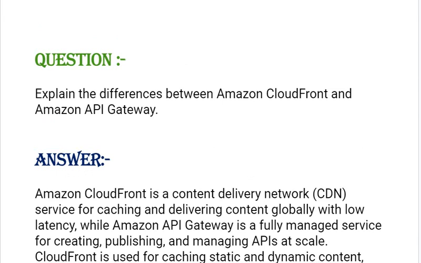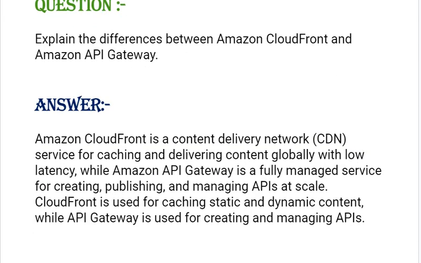Our next interview question is, explain the differences between Amazon CloudFront and Amazon API Gateway. Your answer should be Amazon CloudFront is a content delivery network CDN service for caching and delivering content globally with low latency, while Amazon API Gateway is a fully managed service for creating, publishing, and managing APIs at scale. CloudFront is used for caching static and dynamic content, while API Gateway is used for creating and managing APIs.